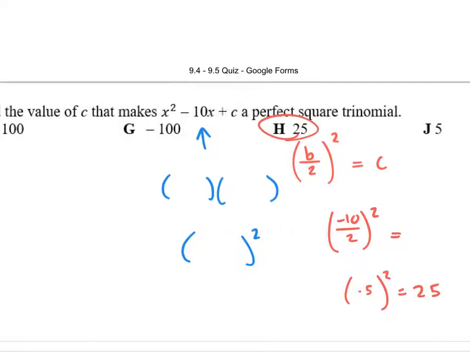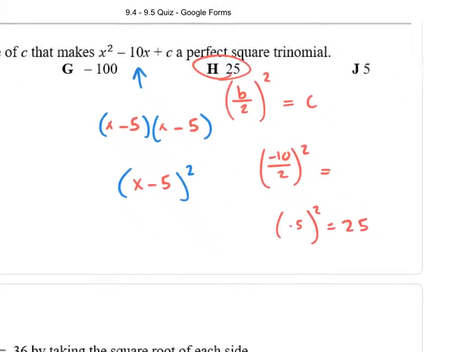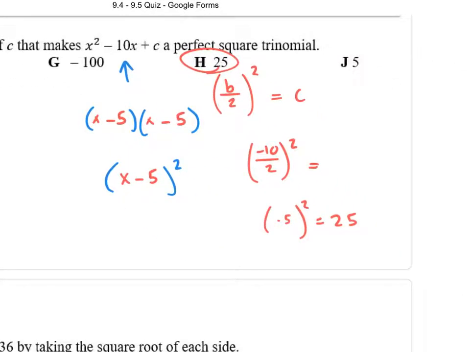Another way you can do this is to write it out like this. If we go ahead and split the negative 10 up into 2 equal pieces, you'll see that you get x minus 5 and x minus 5. And then x minus 5 squared, that negative 5, when we square it, gives me that same answer as the 25.